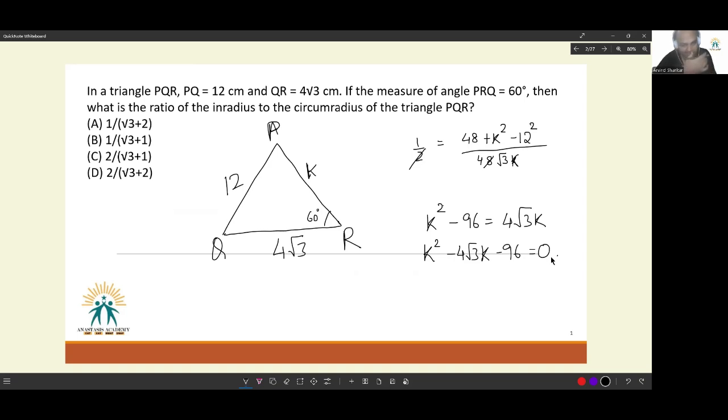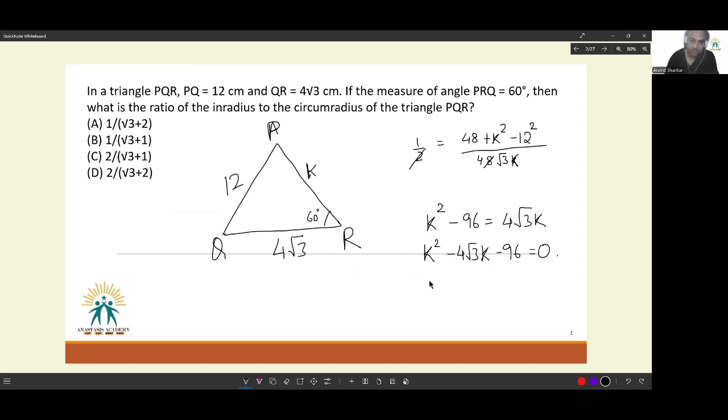Four root 3 into how much? 8 root 3. Oh, I need two numbers that differ by 4 that give me a product of 32. 8 and 4 only I can think of.